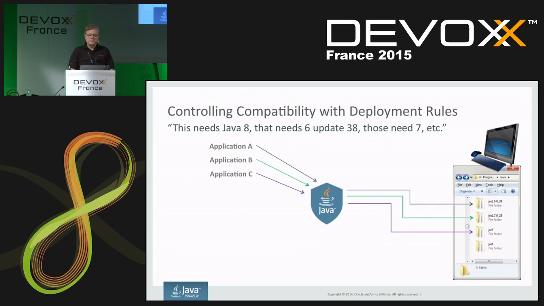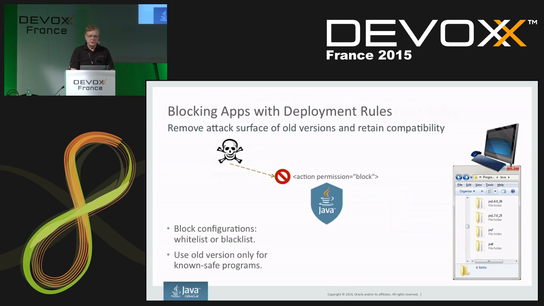Because one application might need one version of Java, maybe one needs 6 update 38, this one needs Java 8. That's one of the things that the Advanced Management Console manages. And also, again, we need to be able to block the usage or whitelist applications.